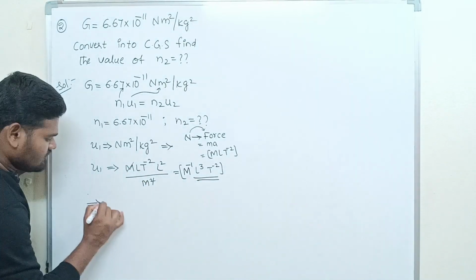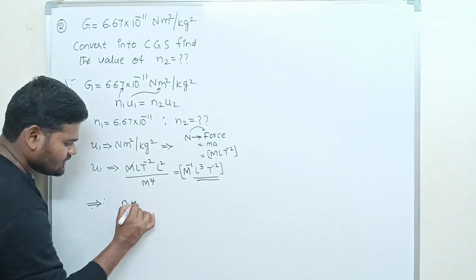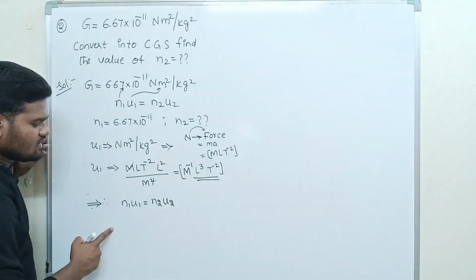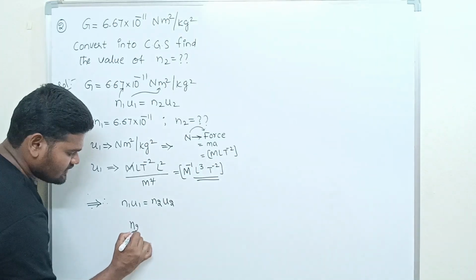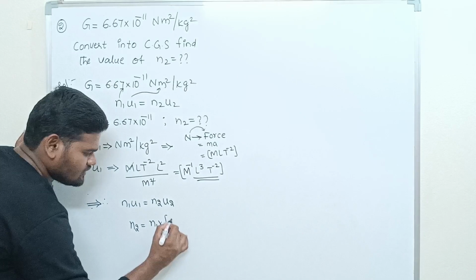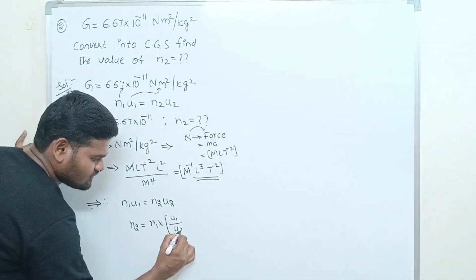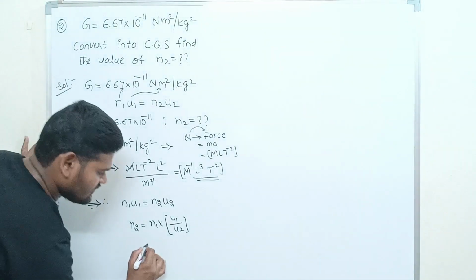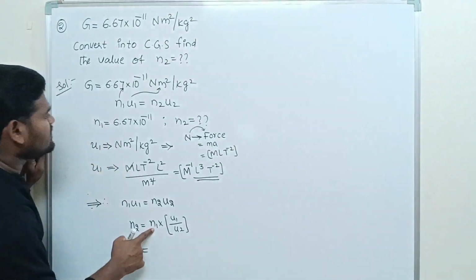Are you getting it? Therefore N1 U1 is equal to N2 U2. So N2 we have to find. Therefore N2 is equal to N1 into U1 by U2. N1 into U1 by U2. Are you getting it? Right. What is the value of N1?